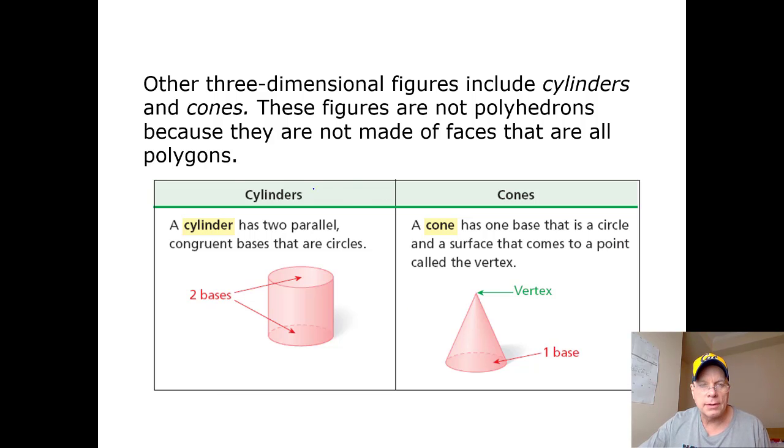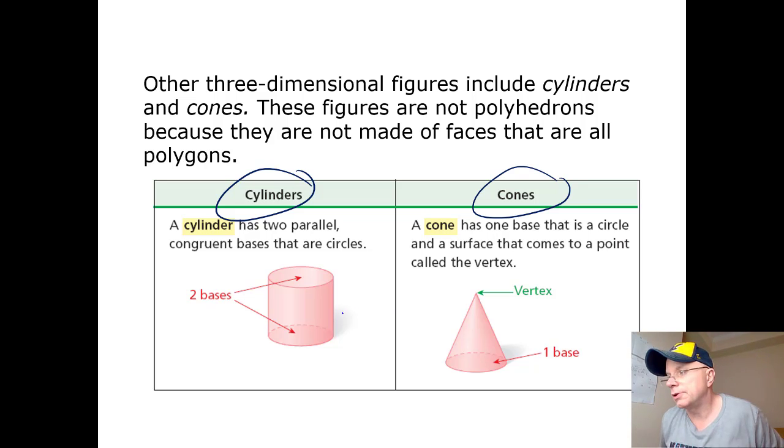There are other three-dimensional solids that we'll spend time on, but they can't be called polyhedrons because not all of the faces are polygons. Like the cylinder is just like a prism, but with circular bases. A cone is just like a pyramid, but with a circular base. So they have special names, but not special formulas. So you'll see when we start doing volume, they'll act just like a prism or a pyramid.